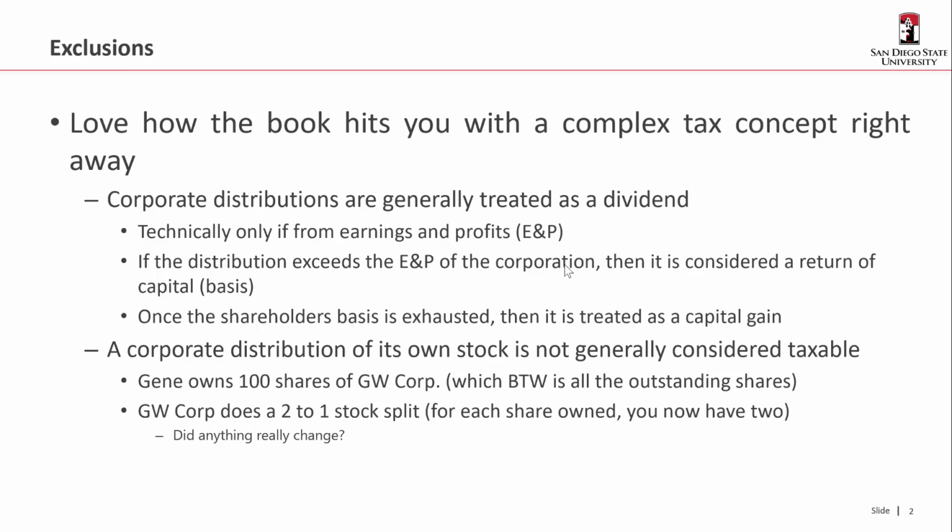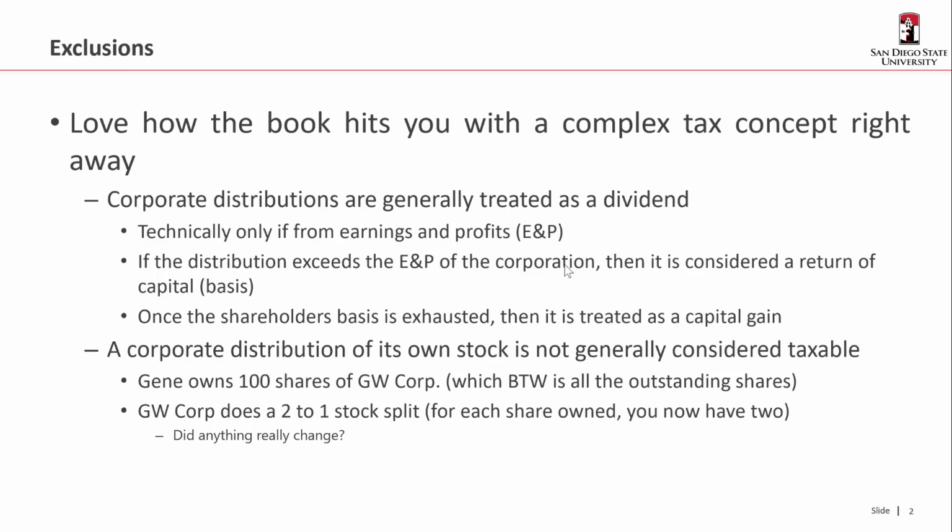Okay, a corporate distribution of its own stock is not considered taxable. So let's say Gene owns 100 shares of GW Corp, which is, just so we're sure, all the outstanding shares. And GW does a 2-to-1 stock split. And so now for each share you used to own, you now have 2. Did anything really change? And the answer is no, right? Gene owned 100% of that company beforehand. Gene owns 100% of that company afterward.